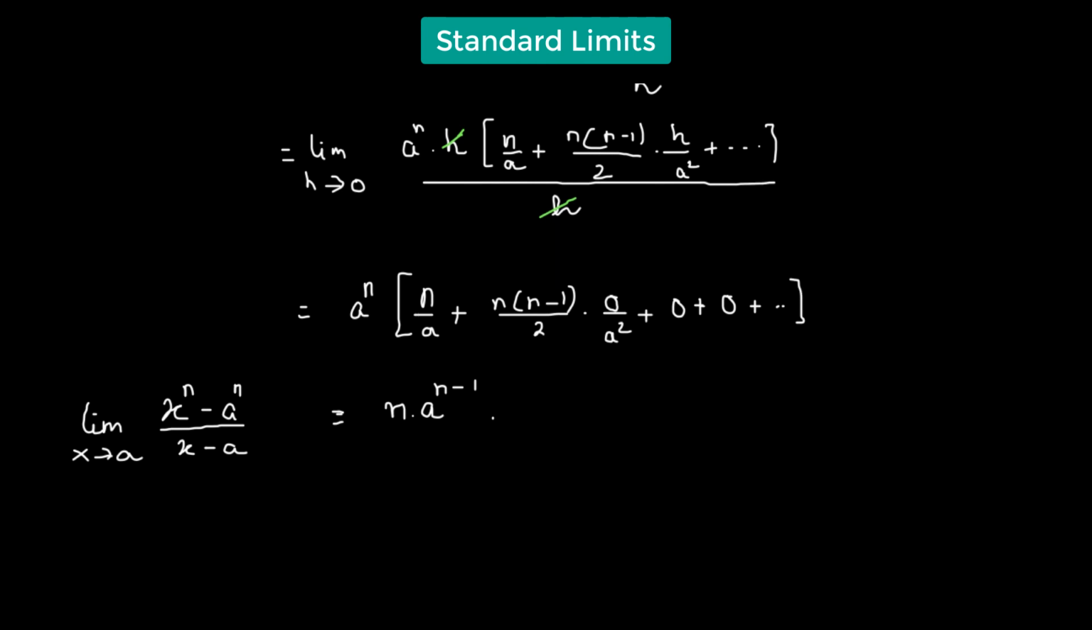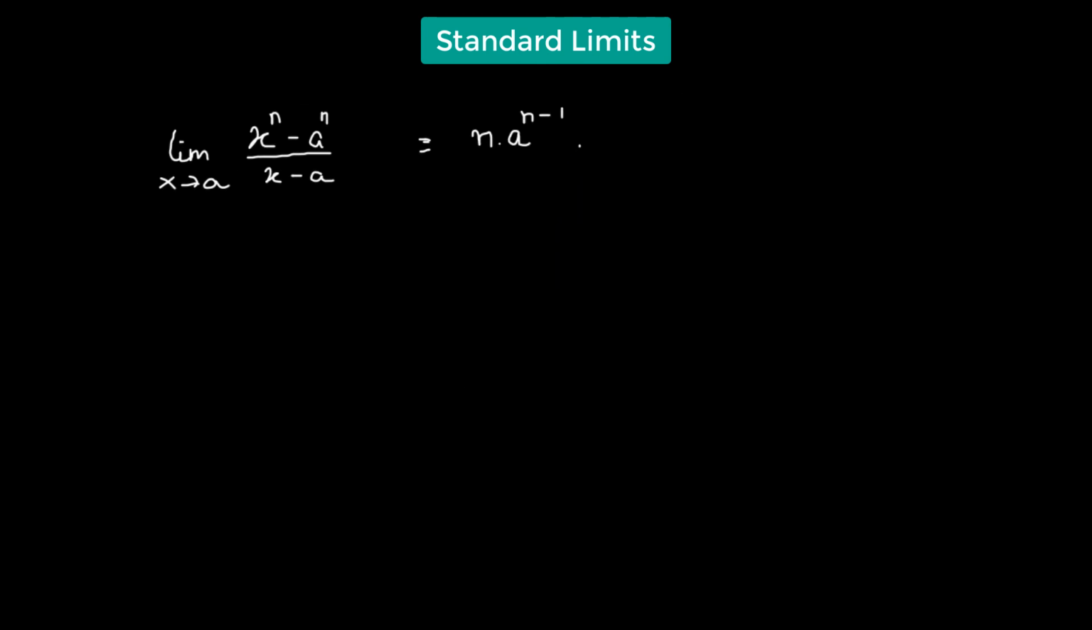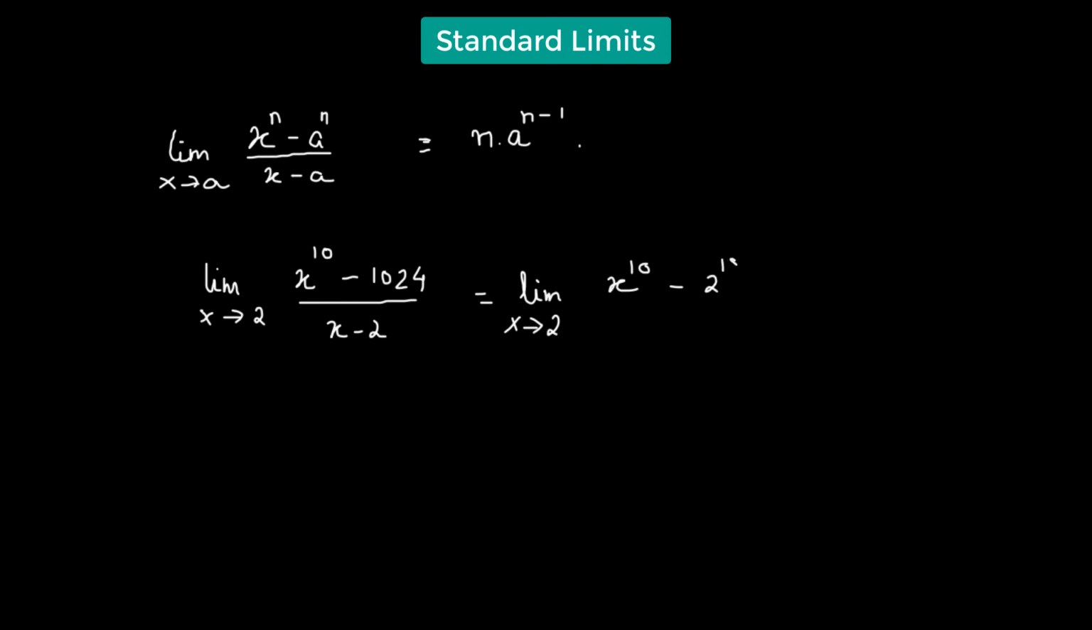Let's do a numerical. So let's say we have to determine the limiting value as x approaches 2 of x raised to the power of 10 minus 1024 divided by x minus 2. So this can be rewritten as limit x approaching 2 of x raised to the power of 10 minus, when we take the factors of 1024, we see that 2 raised to the power 10 is equivalent to 1024, divided by x minus 2.